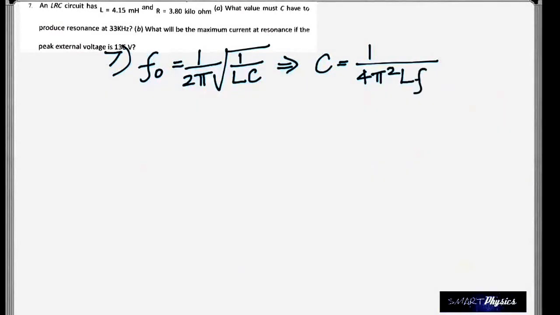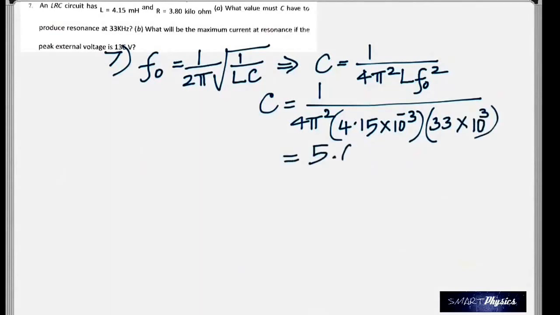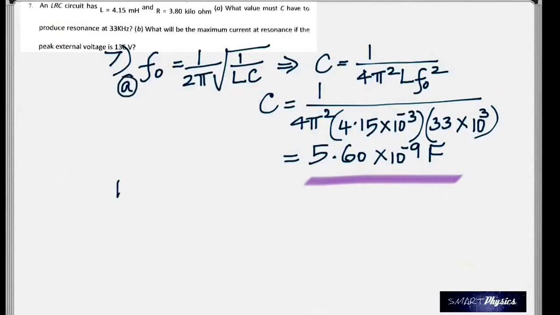Square both sides. Rearrange. Get C as the subject. Substitute. Plug in the numbers. Calculate properly. Get the answer. Inductance is in millihenries, so it's 10 to the negative 3. And the resonant frequency is in kilohertz, so again 10 to the positive 3 now. Get the capacitance as 5.60 times 10 to the negative 9 farad.